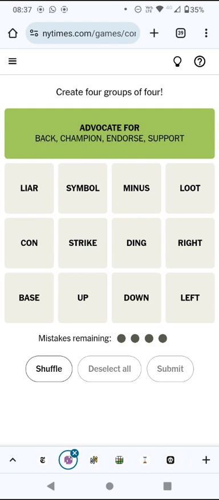Okay. What on earth are these remaining groups? Liar and con man. Even if it's not up, down, left and right in a group, I don't see which ones of those can go with some of the other words. Loot box, strike box, down box, up box, I don't think so.